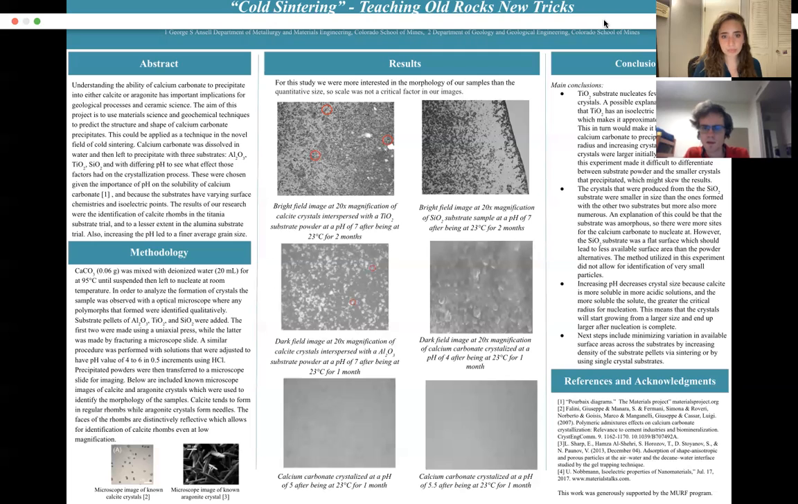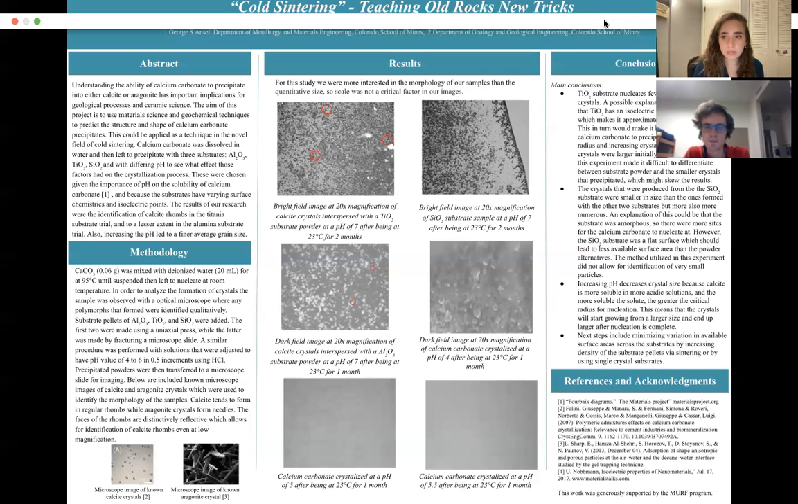And one explanation of this might be that because the silica substrate was amorphous, the number of nucleation sites per unit area could have changed, which might explain why. So if there are more substrate sites, there'll be more crystals. And then increasing the pH decreases crystal size because calcite is more soluble in acidic solutions. And so when it's more soluble, the critical radius will be larger. And so any particles that do form will start out larger and therefore grow larger over time.